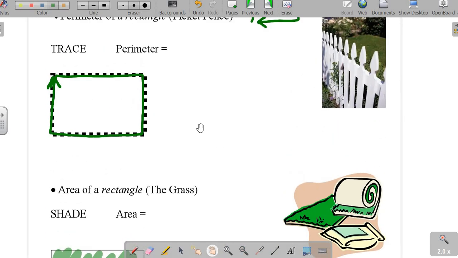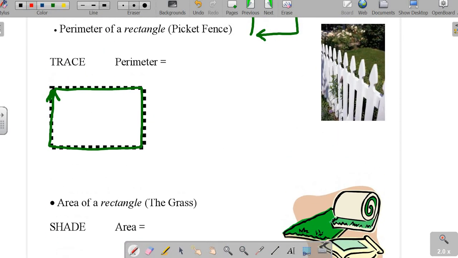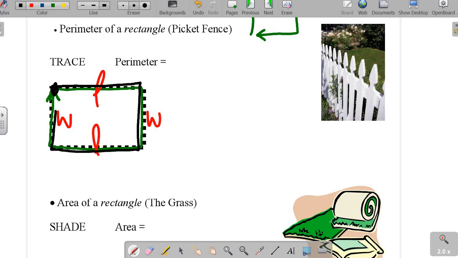Okay, perimeter. We have length and width. Length is longer usually. Perimeter. This is the equation I'd like you to use. As you physically walked it around, it's going to be length plus width plus length plus width. That is the version I'd like you to use.